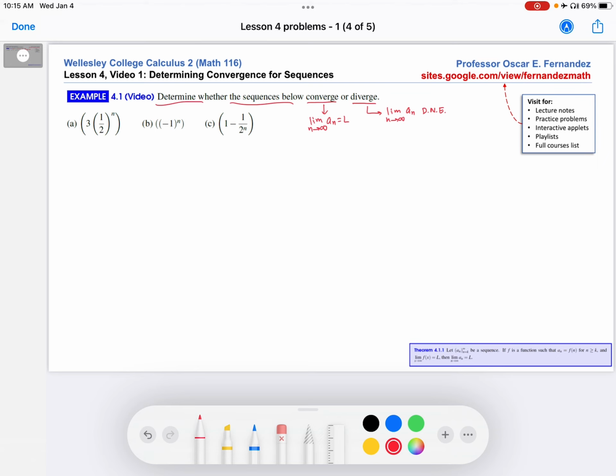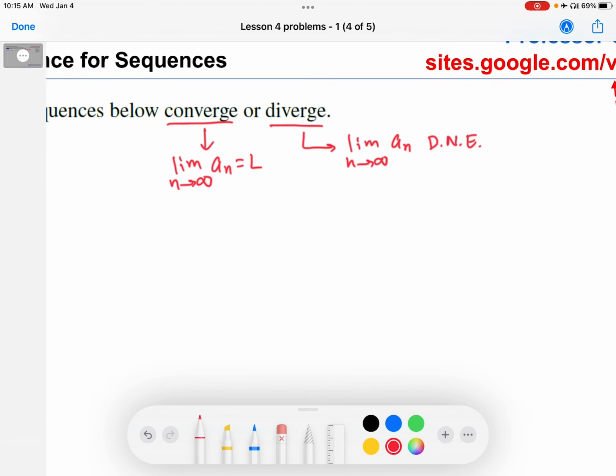Okay, so let's take a look at what the example says. Determine whether the sequences below converge or diverge. So I'm going to zoom in here to remind you what it means for a sequence to converge or diverge.